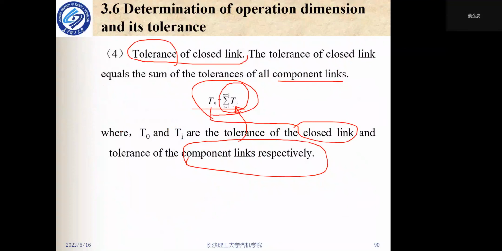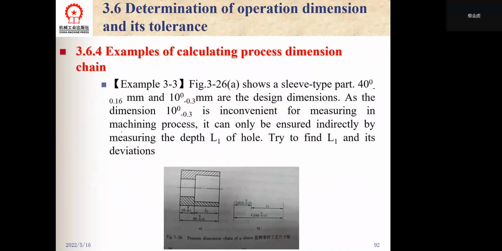In practical engineering, the engineers are asked to calculate the dimension chain. So we have this example as shown in this figure.